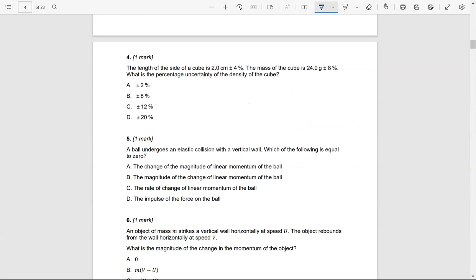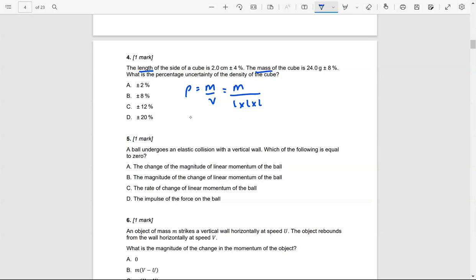Question 4, what is the percentage uncertainty of the density of the cube? And we're given mass and length. So density is mass divided by volume, which is the same as saying mass divided by length times length times length, because it's a cube, so we have the same value 3 times.